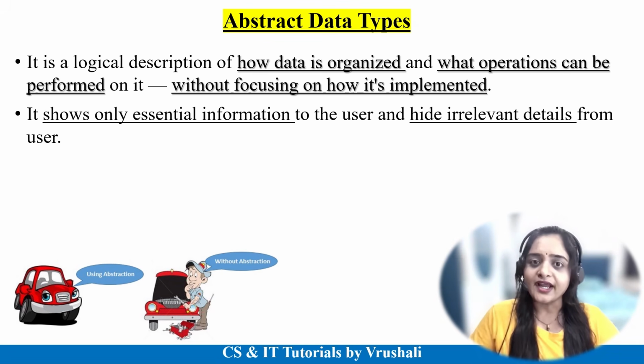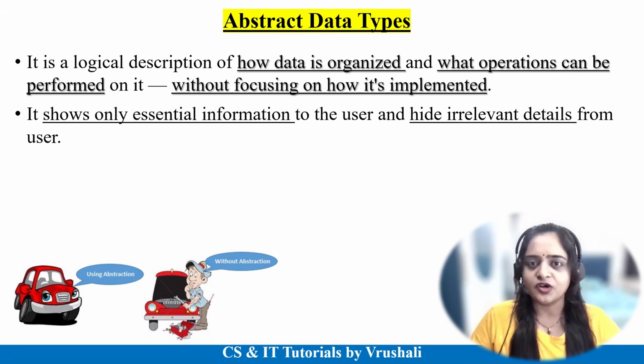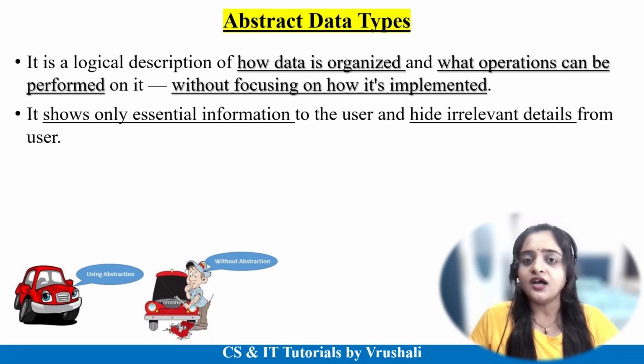Again, while driving a particular vehicle, you know that when you apply a brake, your vehicle must stop. But you don't know about how this brake was developed, right? So a particular company, a particular organization, they show only essential information. They hide all the background, all the irrelevant information from the user. This is called as abstraction.